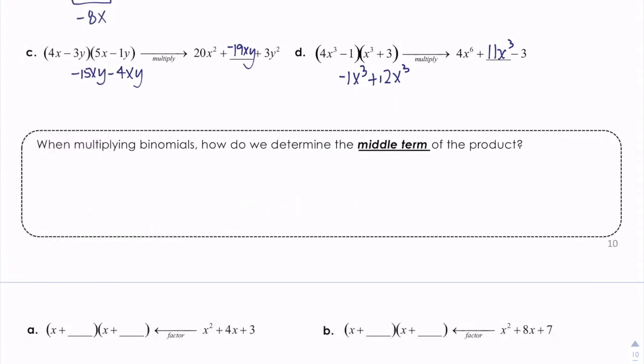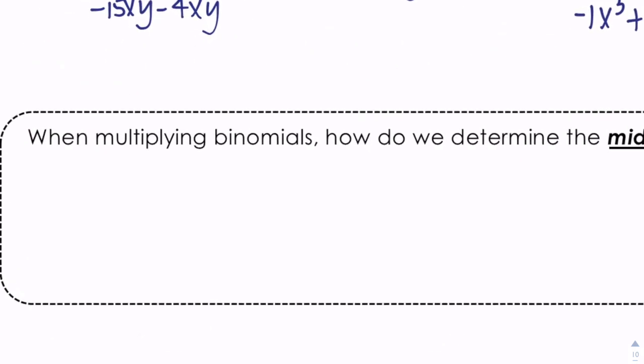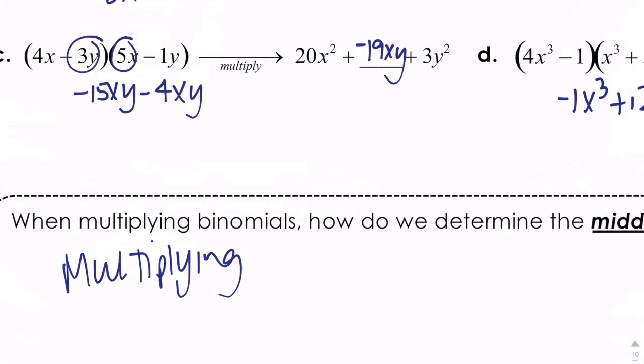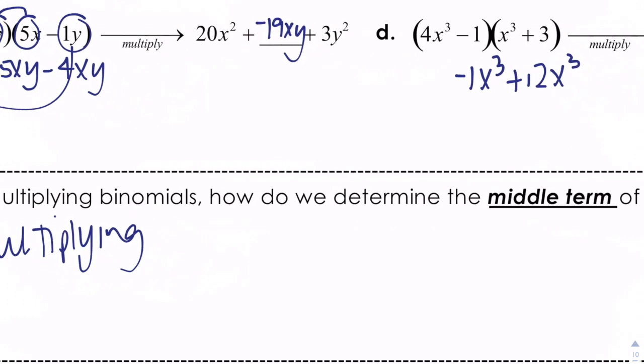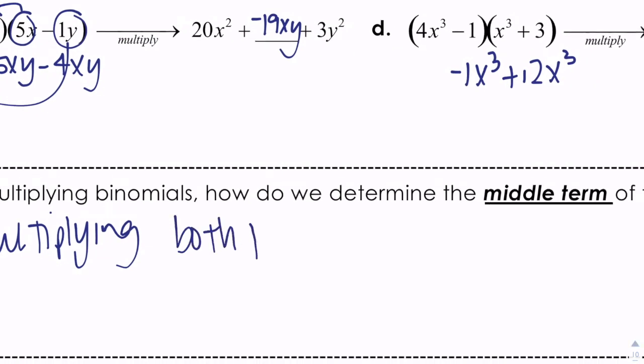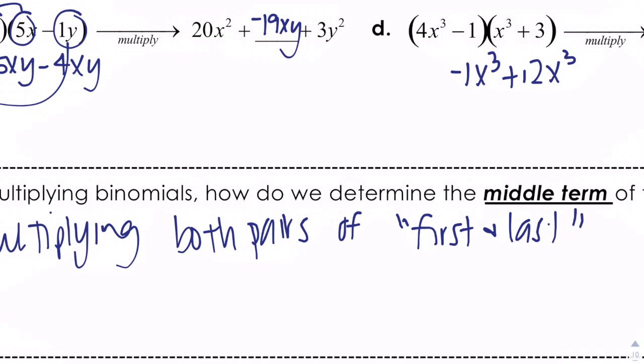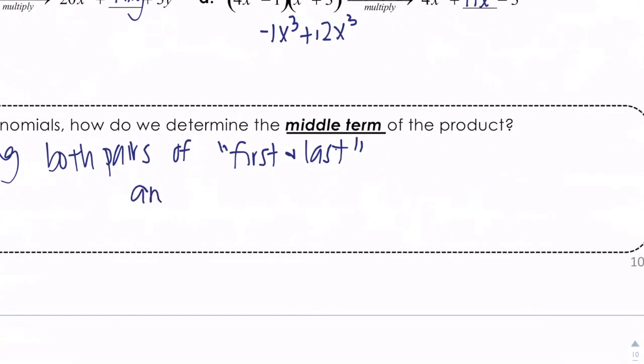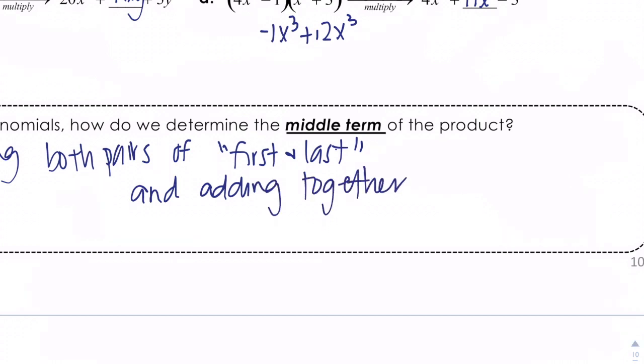Our last rule that we're going to talk about here is the middle term. That comes from multiplying, and it looks like what we did is we took the first and the last, and then added it to the product of the other first and last. So multiplying both pairs of first and last and adding them together. That'll get you the middle term, okay?